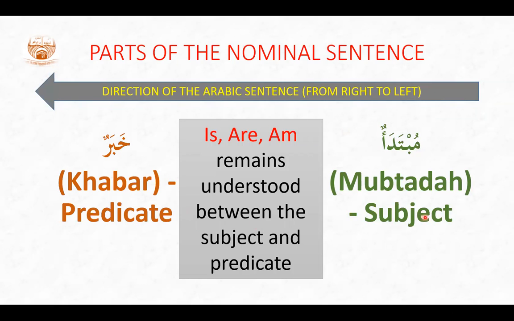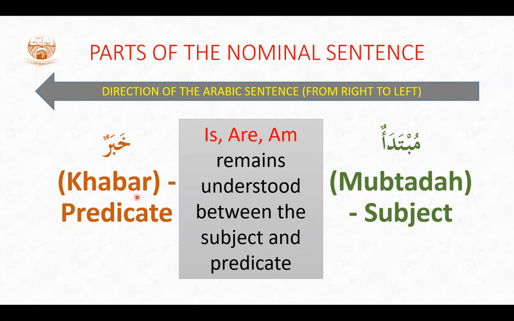So let's look at this again. We say that the parts of the nominal sentence are, considering the sentence goes from right to left, there is an is, am, are that remains understood between the subject and the predicate. Therefore, you're going to have the mubtada, the subject, which comes before the is, am, are, and the khabar, the predicate, which comes after. So the sentence that I gave before, for instance, the boy is tall. What is the mubtada and what is the predicate? Of course, what came before the is? The boy. So that is the subject. What came after? Tall. So tall is the predicate.